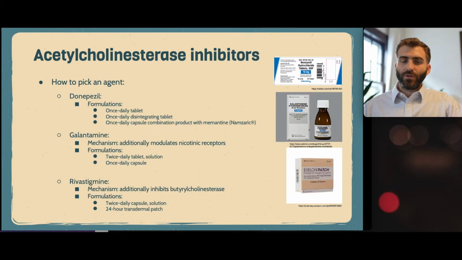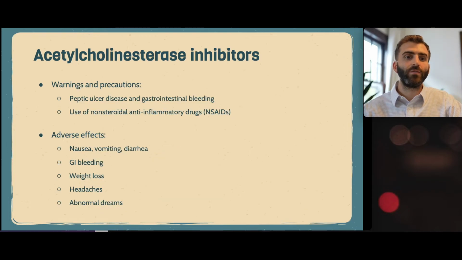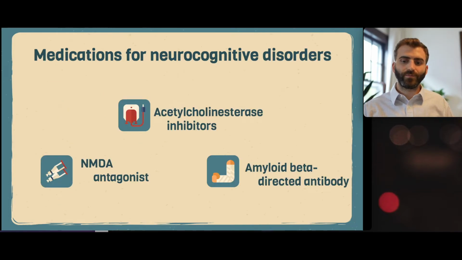Here's the differences between the options. There's slight differences in mechanism, but formulation's another difference. So donepezil is just available as oral, galantamine is oral and solution, rivastigmine oral, solution, and patch. So that can be helpful. Side effects can be seen here. GI bleeds is a severe side effect that can happen, and NSAIDs can worsen that risk. So the adverse effects are listed below.